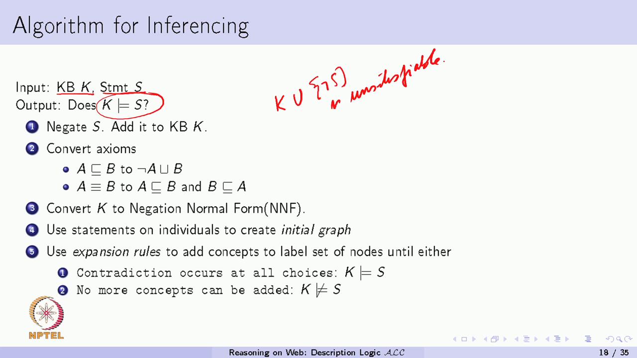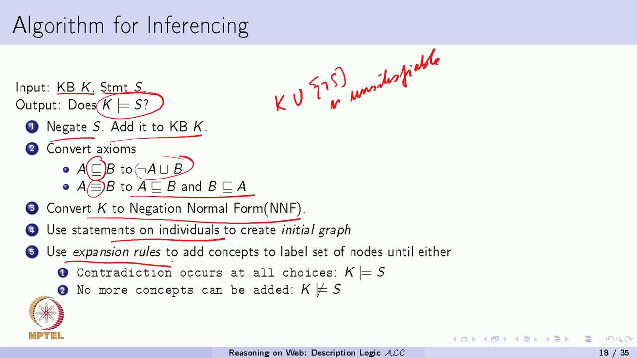How do we do this? We first start off by negating S, then add it to the knowledge base K. Then we do all the conversions that we had spoken about: replace this symbol with a statement like this, replace the equivalence symbol with two of these, and in turn by the union and the negation symbol. After that, you convert it into negation normal form, which basically means you push the not inside, and then use the statements on individuals in the knowledge base to create an initial graph. Then you use expansion rules one by one to expand that graph and try to show that it is unsatisfiable.